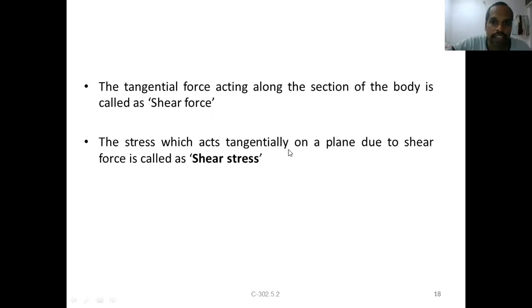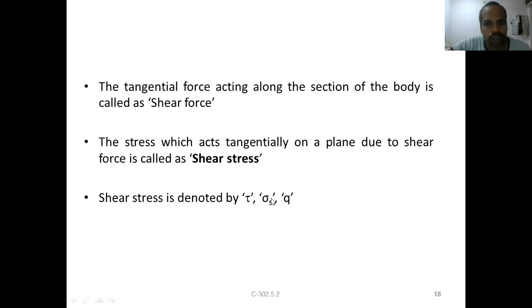The stress which acts tangentially on a plane due to shear force is called a shear stress. Whatever stress is developed at that plane, we call it a shear stress. It is generally denoted by tau. Sigma s is very rarely used, and q is also used, but tau is most common. Most textbooks follow the symbol tau.